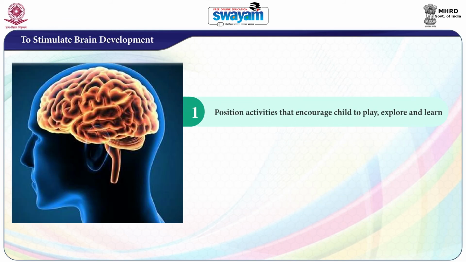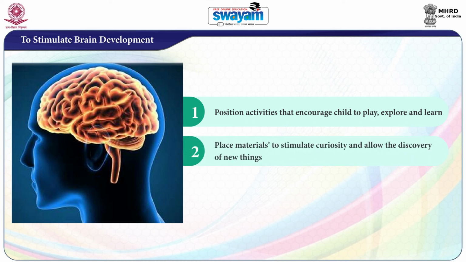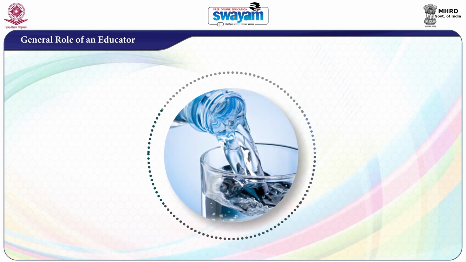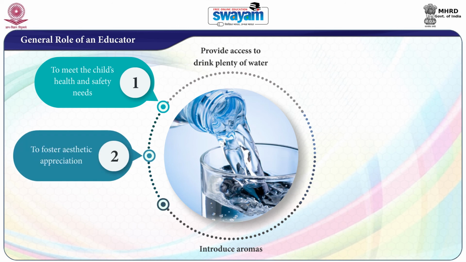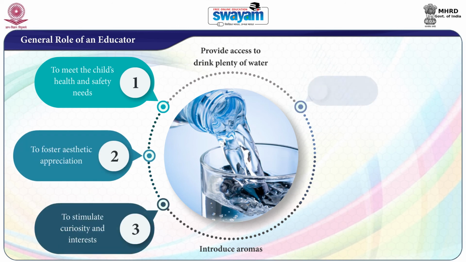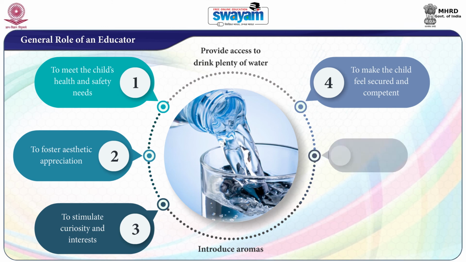Position activities that encourage the child to play, explore and learn. Place materials to stimulate curiosity and allow the discovery of new things. Foster questioning to further their knowledge. What should be the general role of an educator? The first one is provide access to drink, plenty of water, as dehydration makes the child inactive.